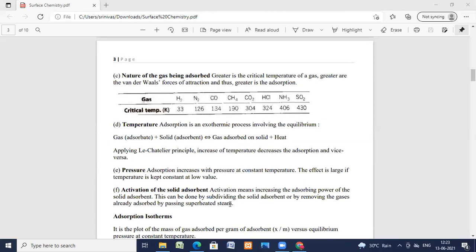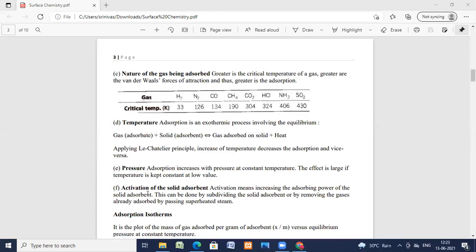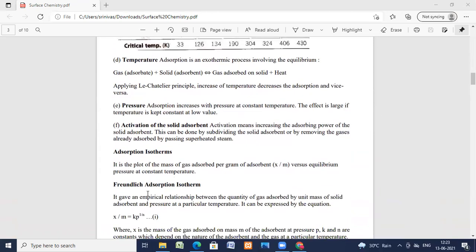Now, we'll see adsorption isotherms. It is a plot of the mass of gas adsorbed per gram of the adsorbent, x by m, versus equilibrium pressure at constant temperature. Before telling that, what is the effect of temperature?